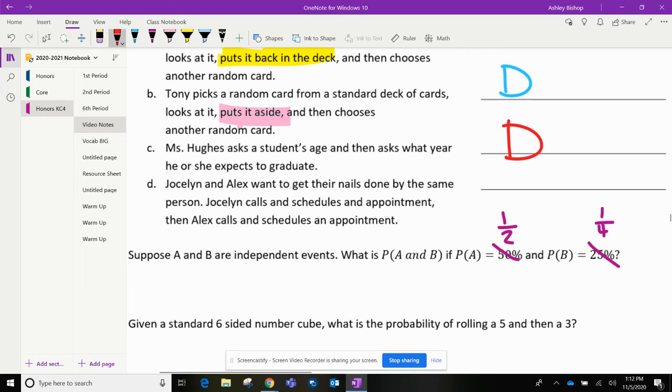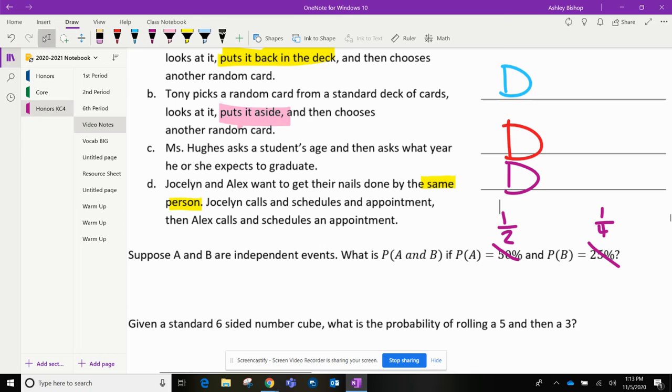And lastly, Jocelyn and Alex want to go get their nails done by the same nail person. Jocelyn calls and schedules an appointment. Then Alex calls and schedules an appointment. So the fact that they want to get their nails done by the same nail tech is very important. Jocelyn calls first and then Alex calls. The probability that Alex gets in on an appointment that day completely depends on what time Jocelyn picked. So Jocelyn and Alex, their ability to go get their nails done by the same person and make an appointment completely is affected by one another. Because they want to get the same person to do their nails, Alex's chances of getting an appointment depend on what Jocelyn said. If Jocelyn chose a 2:00 appointment, Alex cannot go get a 2:00 appointment. So that is also dependent.